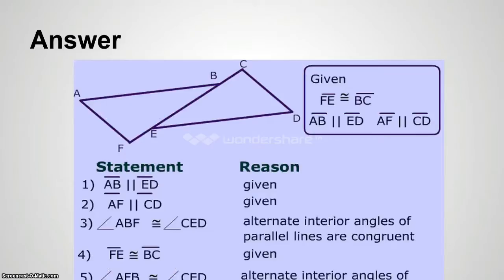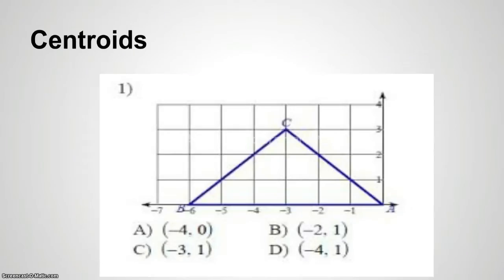Now we can write our other given, which is line segment FE is congruent to line segment BC. And one more time, we're going to use the alternate interior angles of parallel lines are congruent to give us that angle AFB is congruent to angle CED. And then the angle-side postulate gives us that triangle ABF is congruent to triangle CED.